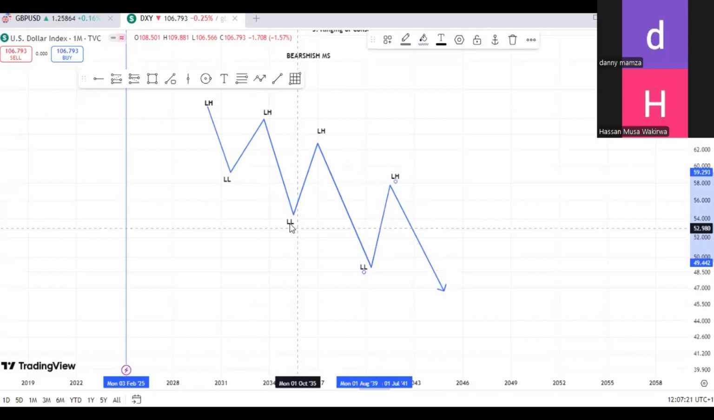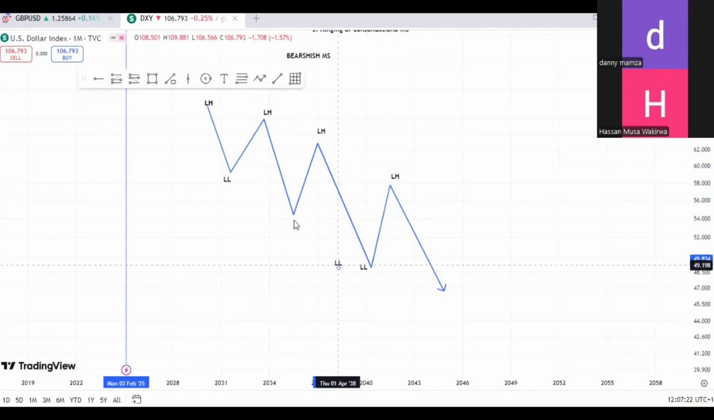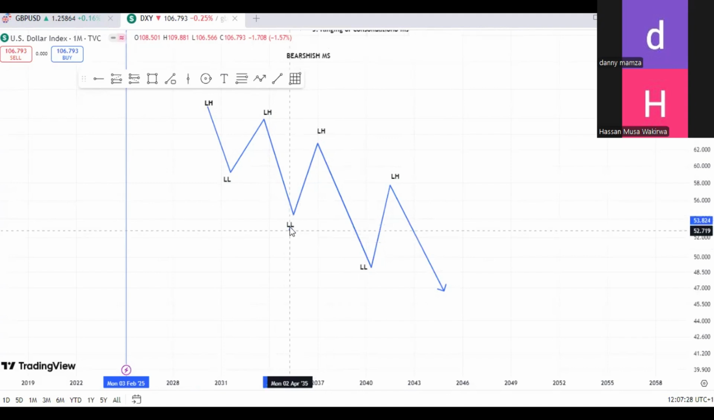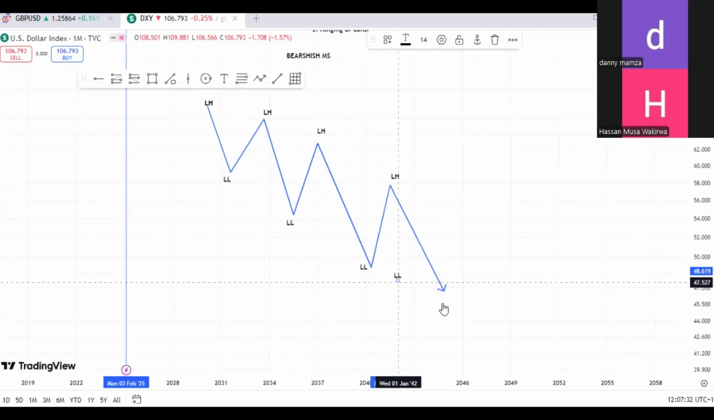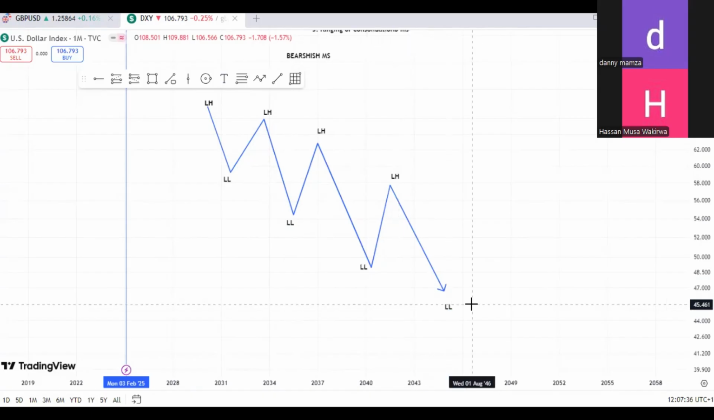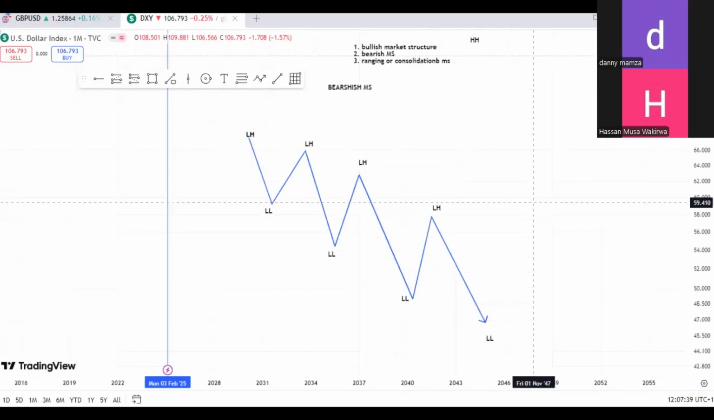So essentially, that's how the market moves. It is either forming higher highs, or it is forming lower highs and lower lows, or it is moving in a sideways direction. So this is your bearish market structure.